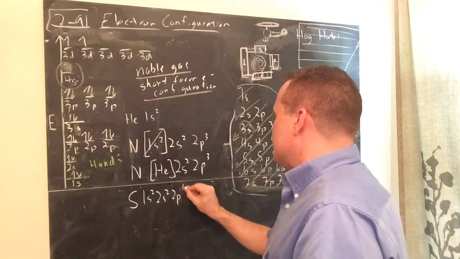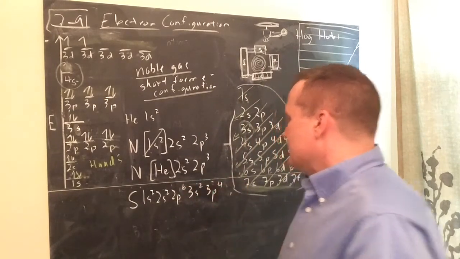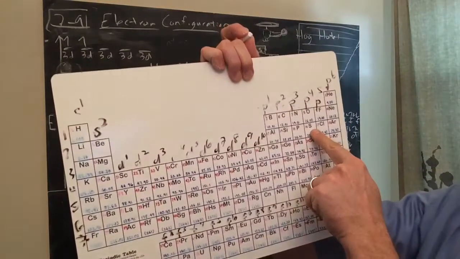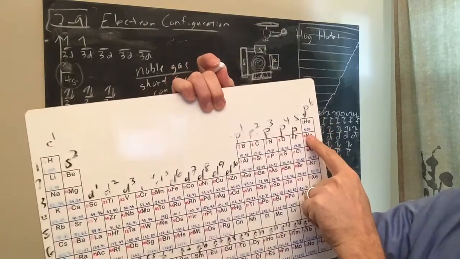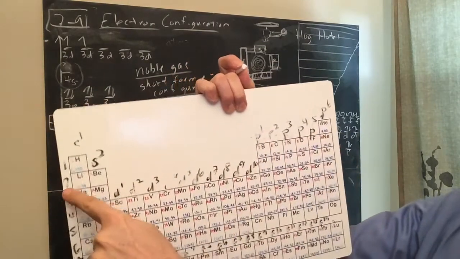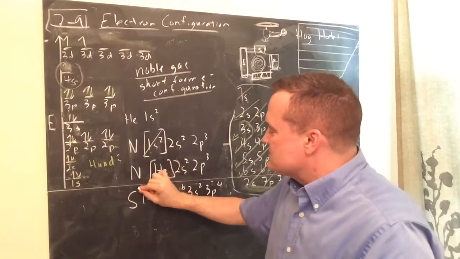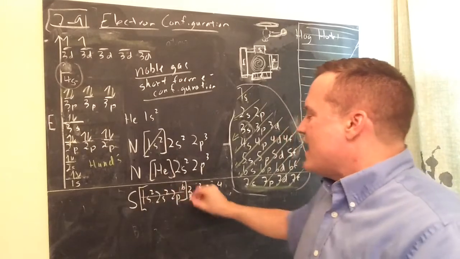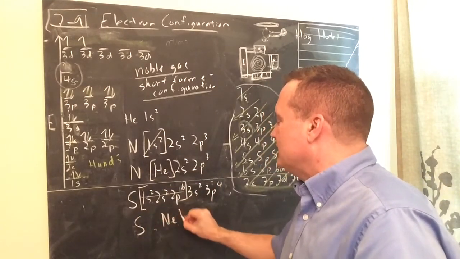1s2, 2s2, 2p6, 3s2, 3p4 is sulfur. Now, what noble gas comes before sulfur? It's neon. And neon stands for what block location? 2p6. So what it tells us is everything from 1s2 to 2p6, that is neon. I don't have to write that. Sulfur is just like neon.